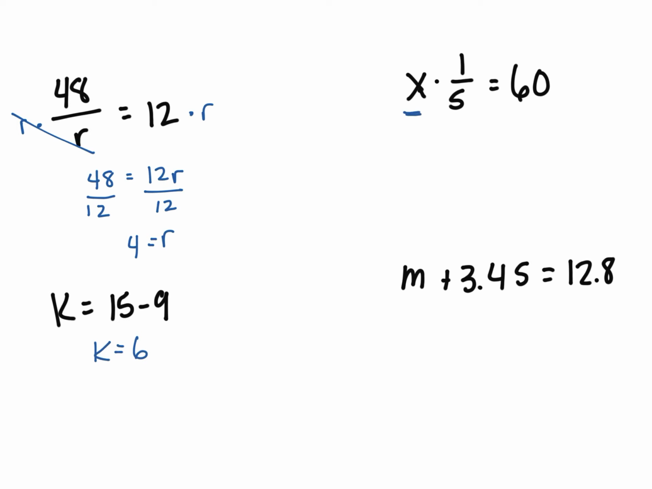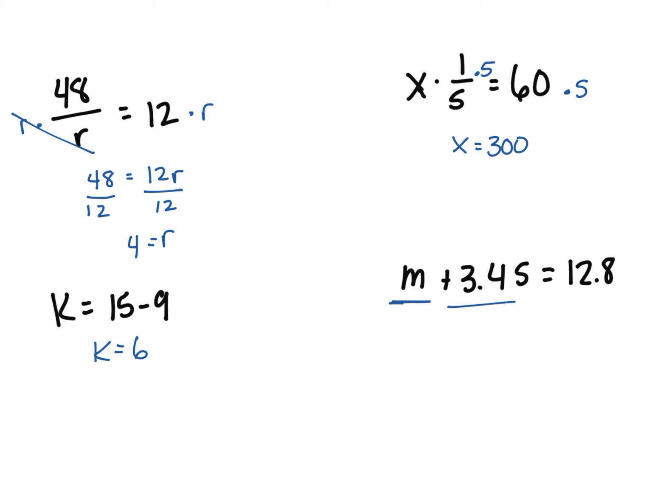This one, X, is being multiplied by 1/5. So a fifth of some number is 60. In order to figure out what that number was originally, we would want to multiply by 5. And you can see that that creates an identity. 1/5 of 5 is 1. So we get what we started with over here. And on this side, 60 times 5 is 300.